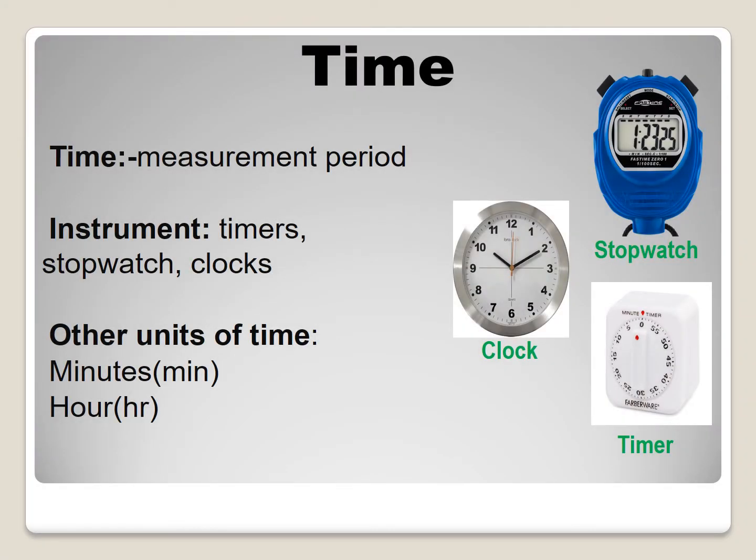Time. Measurement of period, meaning it particularly has to do with time. The instruments that you guys will be using would be timers, stopwatch, and clock. The units that we normally use, guys, are minutes, hours, or seconds. To your right, guys, of the slide, you will see that we have a stopwatch, a clock, and a timer. These three are found in the lab and are particularly used to measure time.